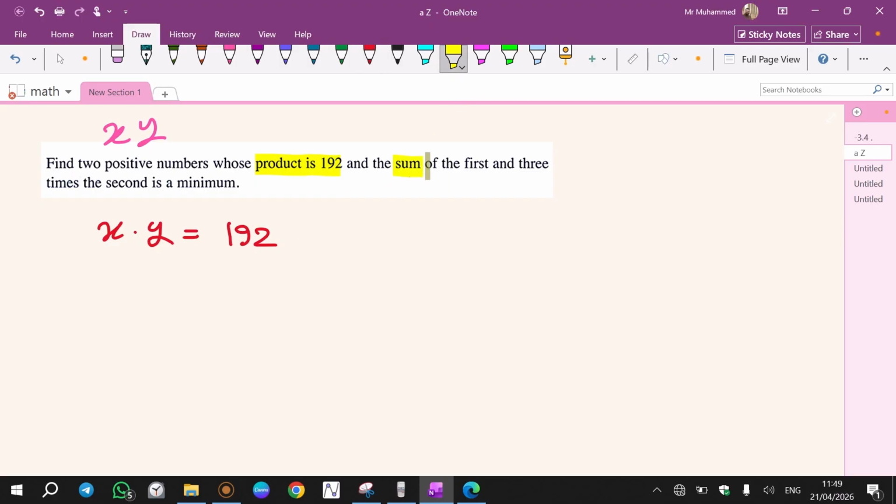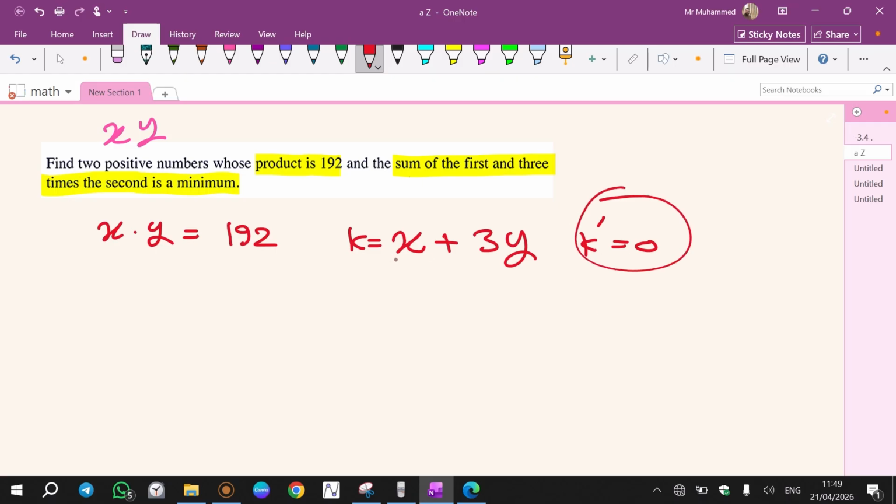And the sum. Sum is plus. Sum of first means x plus 3 times second, 3y. We want this thing to be minimum. Minimum or maximum won't change the way we do it. This expression, let's name it k. We want this k to be minimum, okay? So we have to find the derivative k prime and equalize to 0.